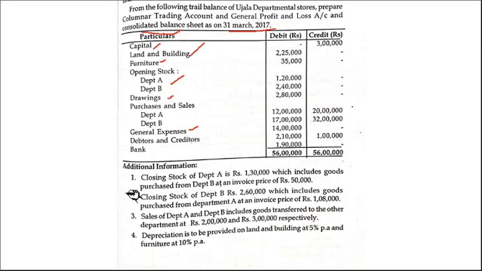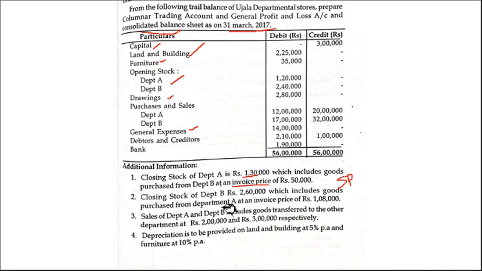Then bank. Other information they have given. Closing stock of department A is rupees 1,30,000, which includes goods purchased from department B at an invoice price. So this is very important. When invoice price is given, invoice price means what? Selling price. We know very well when selling price is given, what we are supposed to do? We are supposed to calculate stock reserve for closing stock of A.